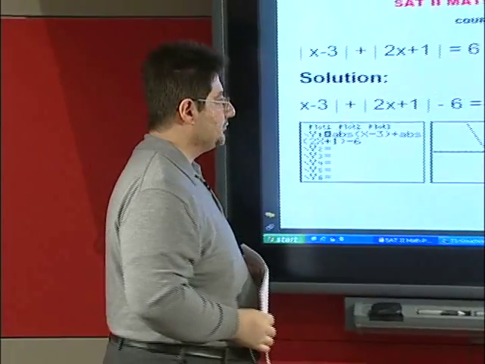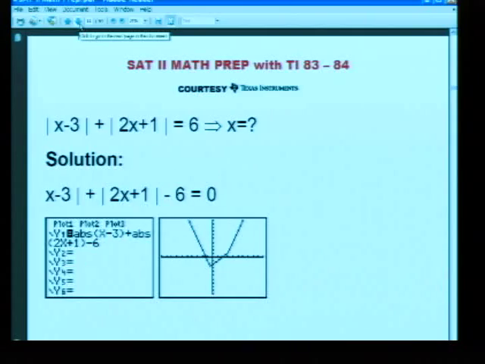Let us say that we are given such an equation. The absolute value of x minus 3 plus the absolute value of 2x plus 1 equals 6. So what is x? What we will do is we will take the right hand side to the left and get the equation absolute value of x minus 3 plus the absolute value of 2x plus 1 minus 6 equals 0.